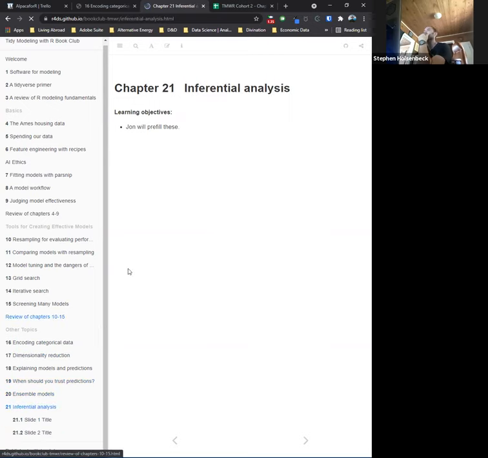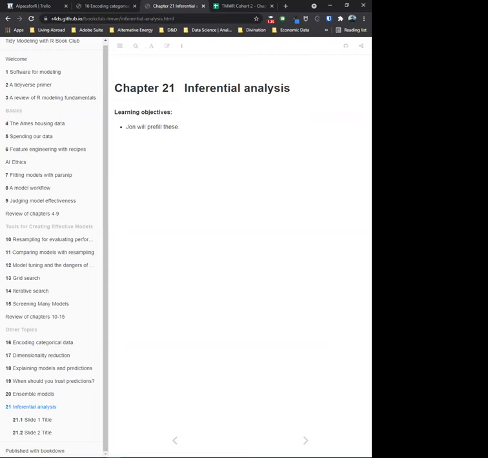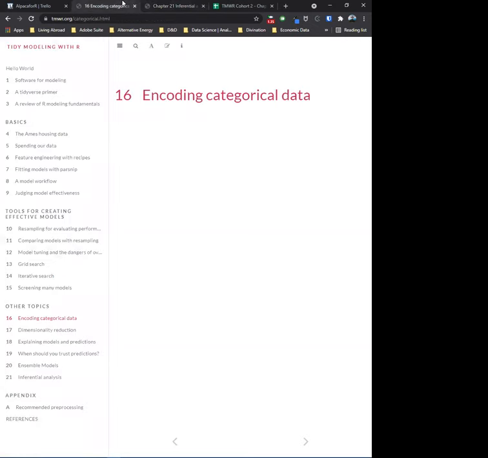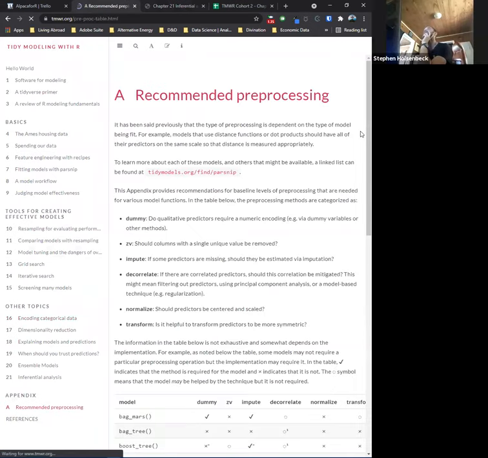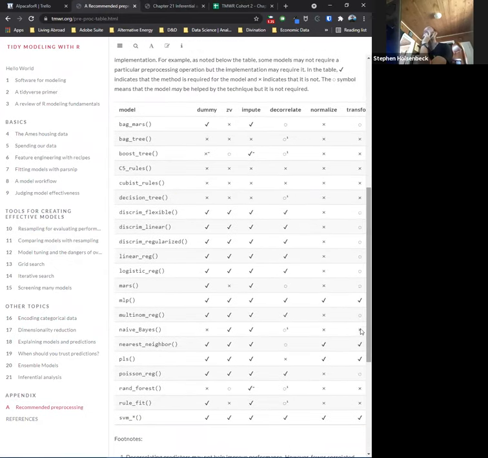Okay. Well, I guess after next week, maybe we take a hiatus until these chapters show up. And then I'll check back periodically and send a message to the Cohort 2 channel if we want to meet again and go over these. And the only chapter that is already there, which I think might be a good idea to cover, is the appendix, which is the recommended pre-processing. Yeah, that might be a good thing to look at for sure. I would definitely.